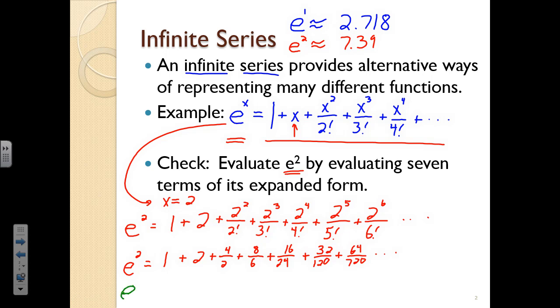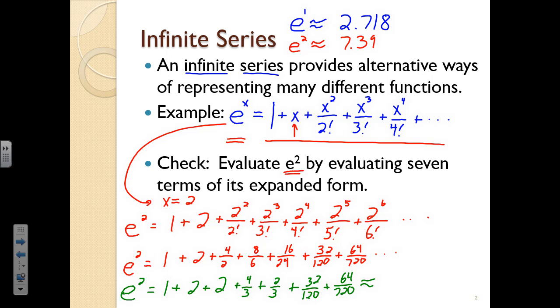According to this, e squared should be equal to 1 plus 2 plus 2 plus, that reduces to 4/3, plus that reduces to 2/3, plus, I don't know what that reduces to, but you could type it into your calculator, 32 over 120 plus 64 over 720. That would reduce, but who cares? Just type it into your calculator. Go ahead and do that. Tell me what you get.